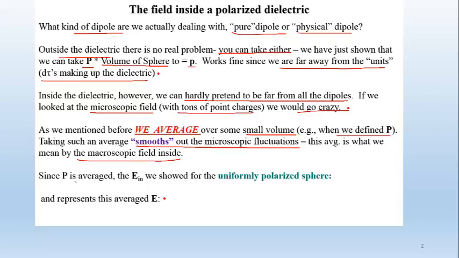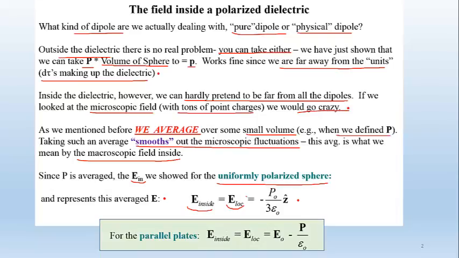This average is what we mean by the macroscopic field inside. Since P, the polarization, is averaged, the E field inside for a uniformly polarized sphere is equal to minus P0 over 3 epsilon naught in the z direction, where the uniform polarization is in the plus z direction. So this is the average value of E. That's the E inside, or what we call the E local field, and this is the correct magnitude of that field, and of course it's opposite to the polarization, so that's why there's a minus sign here.